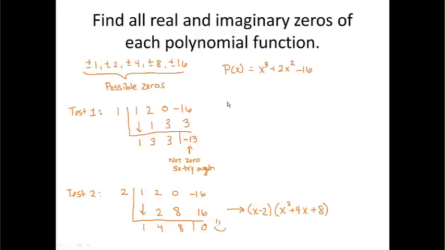So these two factors are going to lead to what my zeros are, because I'm going to set each factor equal to 0. Well, x squared plus 4x plus 8, ideally I'd like to be able to factor that further, but since there aren't any values that multiply to give me 8 that add to 4, I'm going to have to use the quadratic formula.